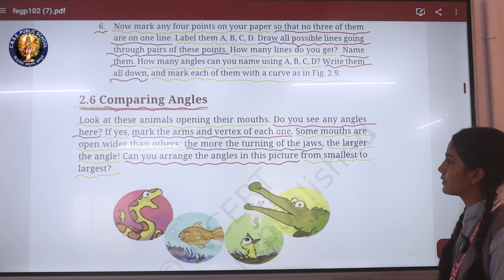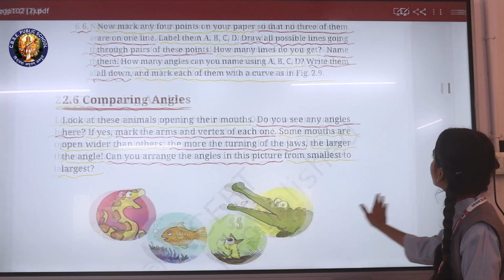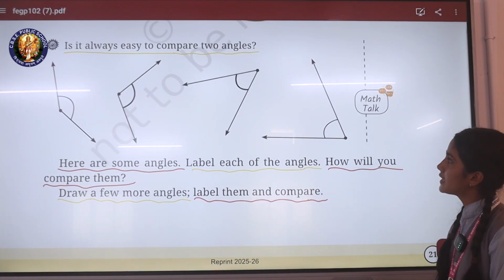Some mouths are open wider than others. The more the turning of the jaws, the larger the angle. Can you arrange the angles in this picture from smallest to largest? Is it always easy to compare two angles?